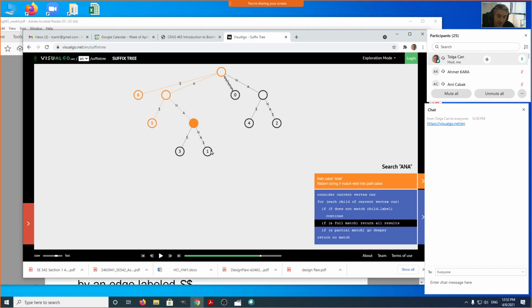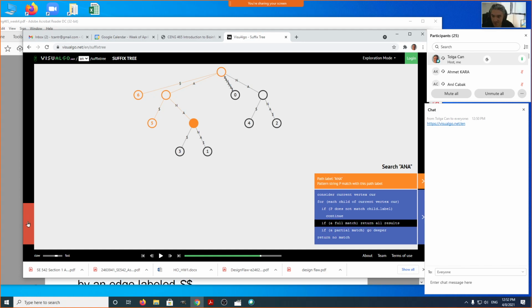It's complete. So Anna actually occurs in two places. In the first, as a prefix of the first suffix. By the way, suffix indexing starts from 0. Therefore, the first suffix here is ananas, and the third suffix here is anas. It's found in two places, and the search ends here.